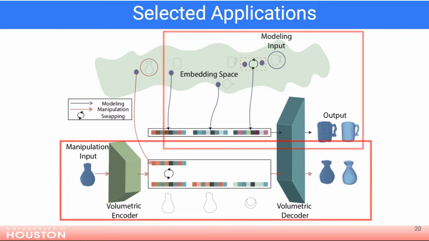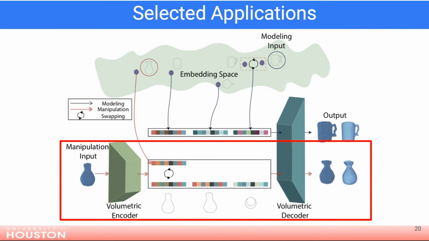Another application is manipulation. The input is the model that we want to manipulate and the sketch that is used to do the manipulation. Through the volumetric encoder, 3 vector representations of the 3 views can be obtained, and by exchanging the front view vector with the input sketch vector on the embedding space, 3 new vector representations of the 3 views are obtained, and the desired model can be obtained through the volumetric decoder.